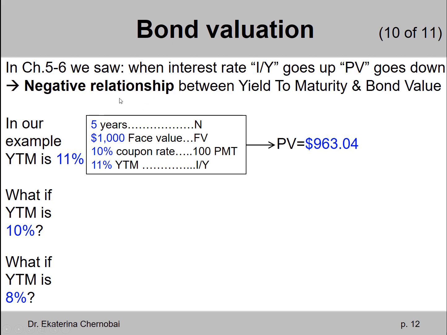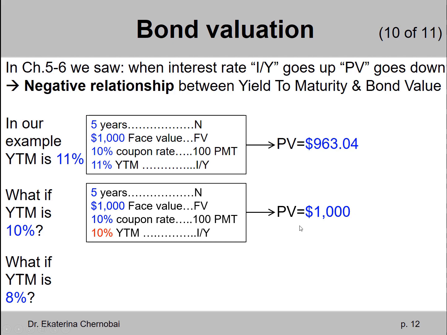So let's actually kind of prove it. What we just did was an example with the yield to maturity, the interest rate, right, of 11%. We had 5 years to maturity, $1,000 face value on the bonds, 10% coupon rate. And the present value that we found earlier was $963.04. What if we lower the yield to maturity, the interest rate, from 11% to 10%? The negative relationship tells us that that should make the bond value higher. And if we repeated the financial calculator keys and only change the IY from 11 to 10, we would get the higher bond value, and that would be $1,000.